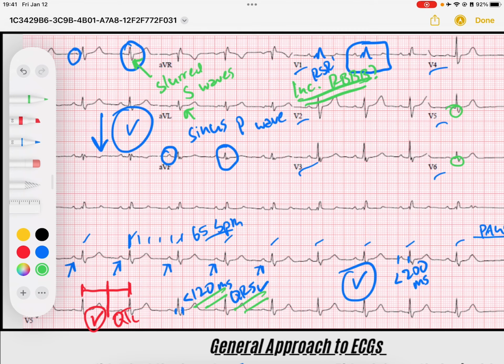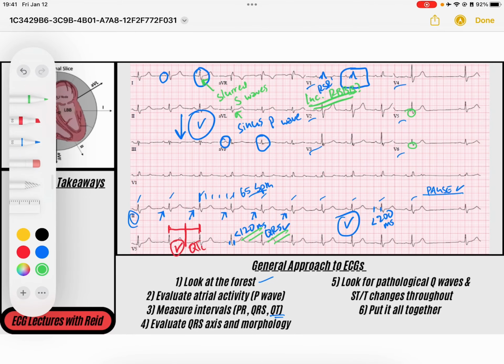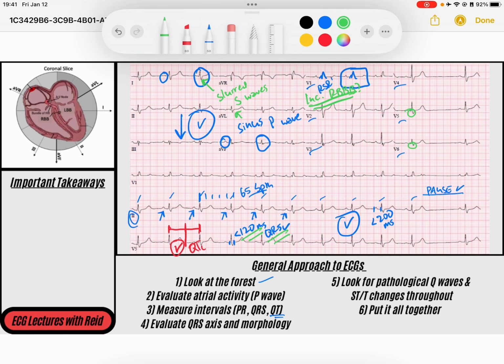And so the last step that we would do for this rhythm is we are going to scan through our anatomical leads and look for, as I have done here in our tips, pathological Q waves and ST and T wave changes throughout, which I do not see any deep Q waves, which would be pathological for a previous myocardial infarction, and I don't see any ST or T wave abnormalities.